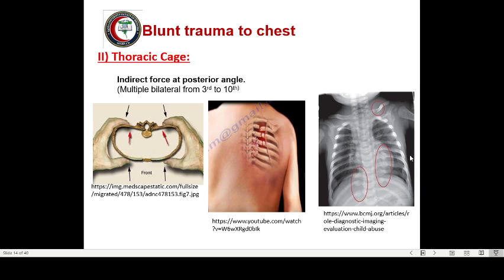And when these fractures heal, they heal by callus formation. So we have multiple calluses above each other, as we see here in this X-ray of the chest. This is very pathognomonic for child abuse.